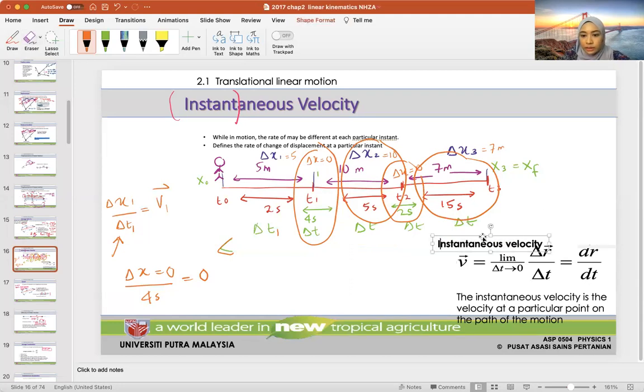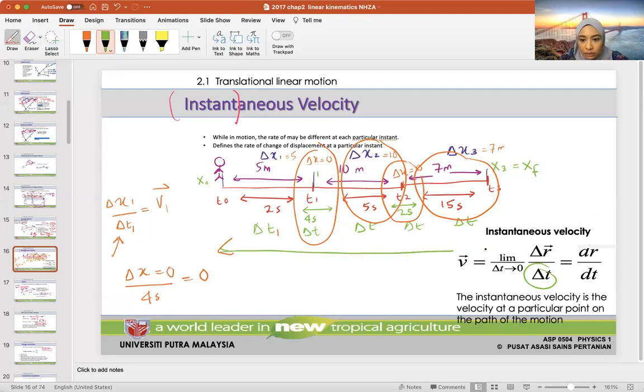Cuma our delta T ni is so small compared to the total duration. Kan kita dah cakap tadi, yang ni total T. Yang ni besar. Yang ni kecil. Sebab 2 second je. So ni 2 second, kecil. So limit approaches 0 ataupun limit approaches a very small number. So instantaneous velocity adalah velocity yang berlaku pada tempoh masa yang sangat pendek. A short duration of time.